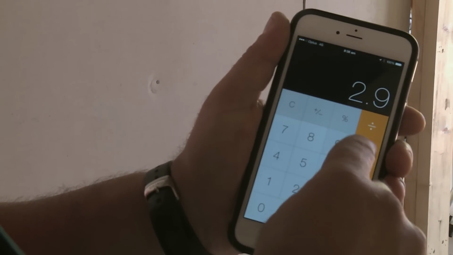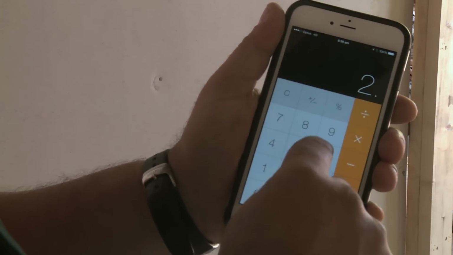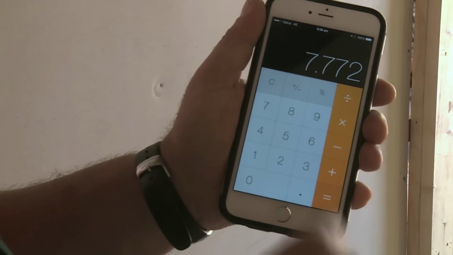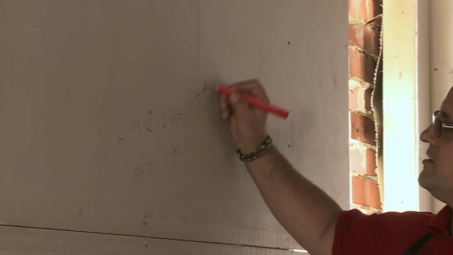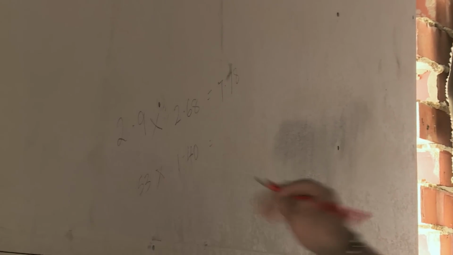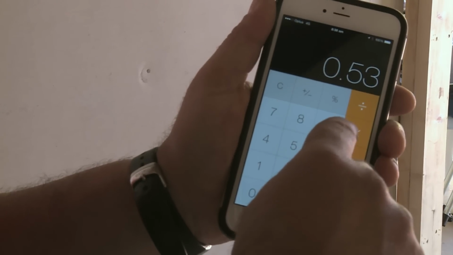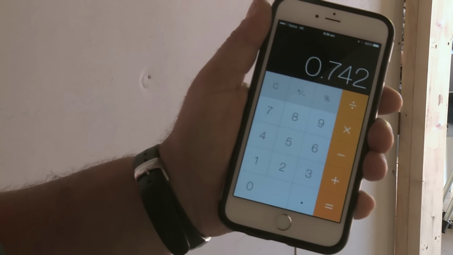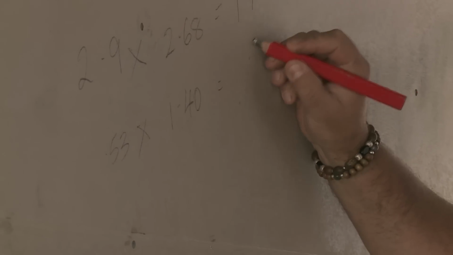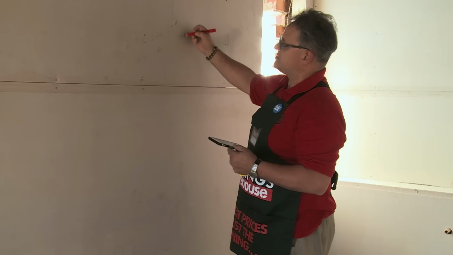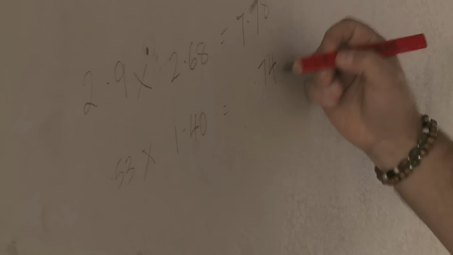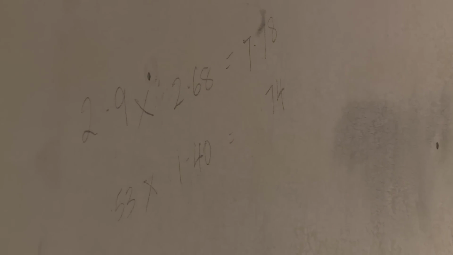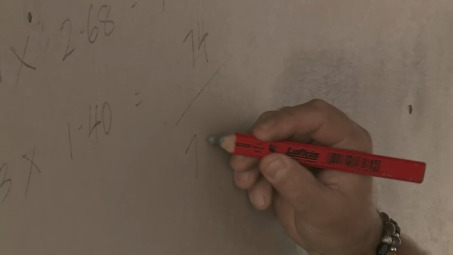Just grab your calculator out, work out the area, in this case 2.9 by 2.68 metres, gives us an area of 7.78. The area of the window is 0.53 by 1.4, gives us an area of 0.74. We now need to subtract the area of the window from the wall, gives us 7 square metres.